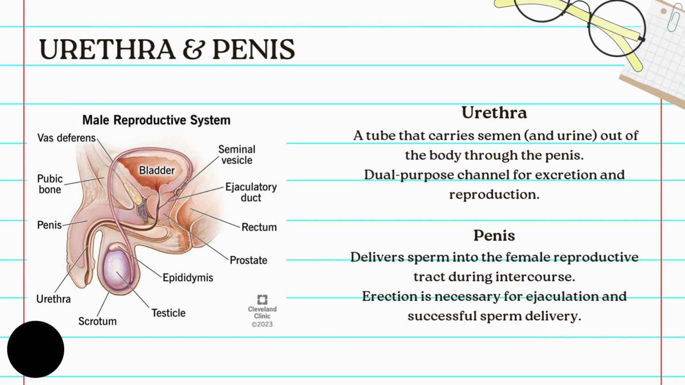And in order for it to be able to do that, and to deliver the semen into the female's body, it has to be erect. So the muscles of the penis have to be erect for that to occur. So I hope that makes sense and it was clear to understand.